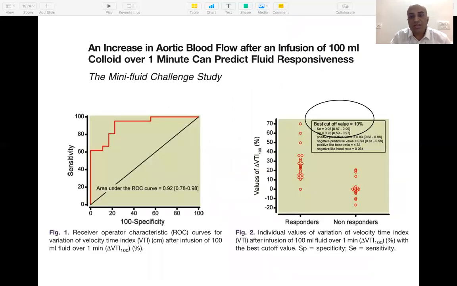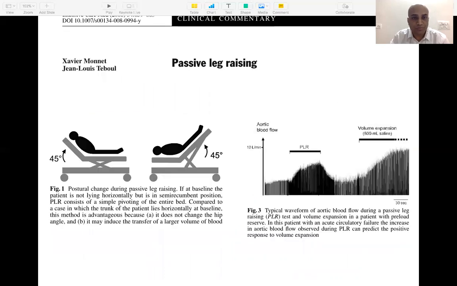So studies have shown that even if we give a small volume of fluid, like 100 ml colloid, very fast, that is within 1 minute, it can predict fluid responsiveness. And if there is an increase in cardiac output by 10%, that indicates this patient is probably going to respond to fluid, or be able to increase its cardiac output.